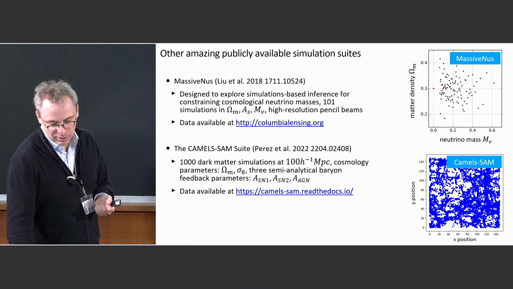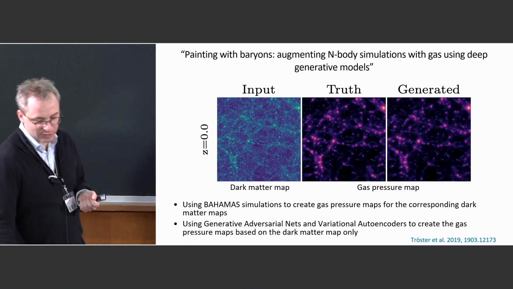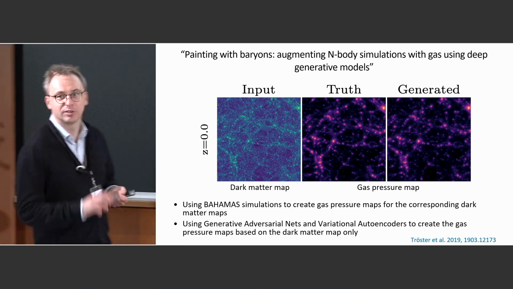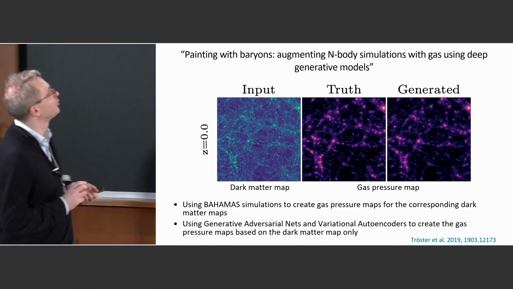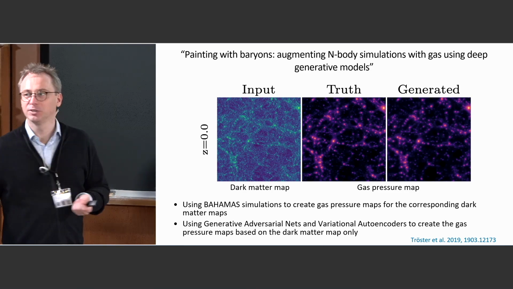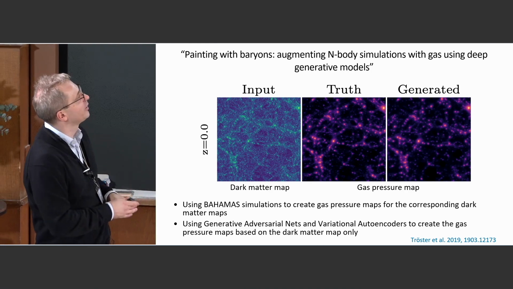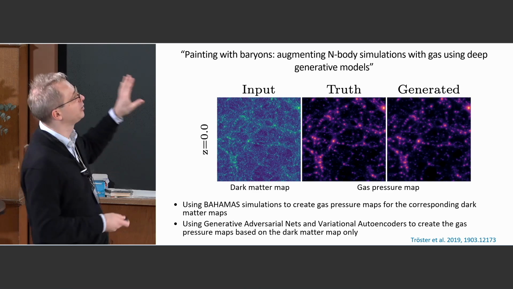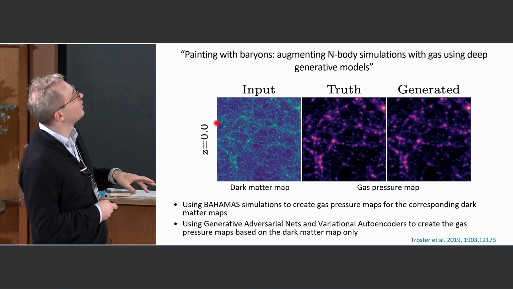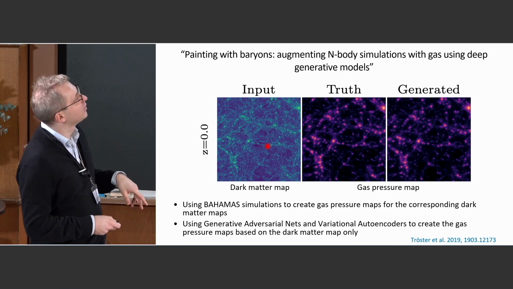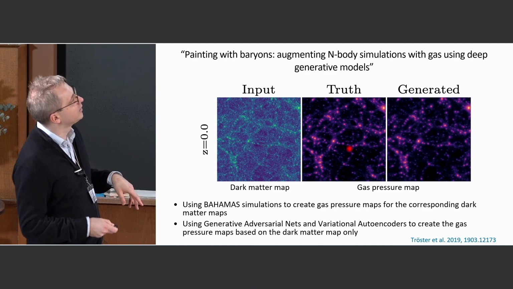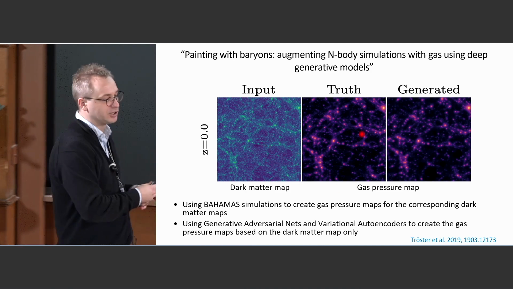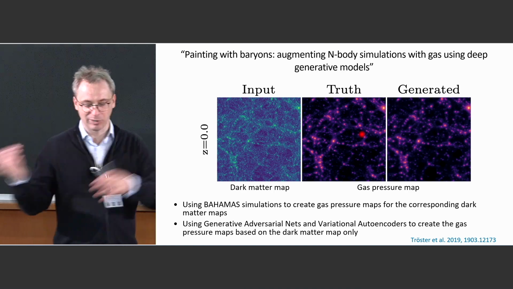And just in the last 2 minutes, coming back a little bit to the baryon question, Tilman, who is here, proposed this wonderful approach that can repaint the baryons from full hydro simulations using machine learning. This was done using Bahamas at the time on another dark matter simulation. So you can get this additional field learned on one simulation applied to another.